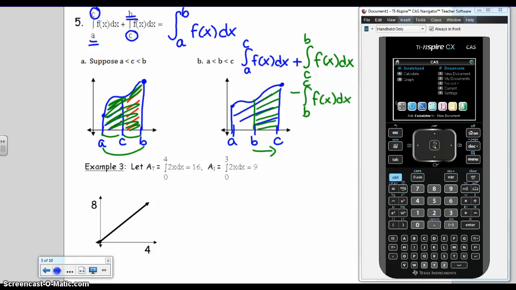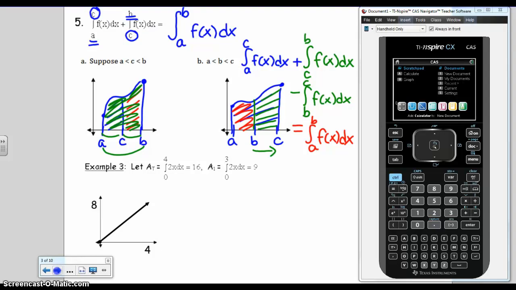So we're really taking the area from a to c and we're subtracting the area from b to c. When we do that, we're left with the area from a to b. So that still is equal to the integral from a to b of f of x dx. So it doesn't matter where the c value falls. If it's in between a and b or outside of them, you will still get that same result.